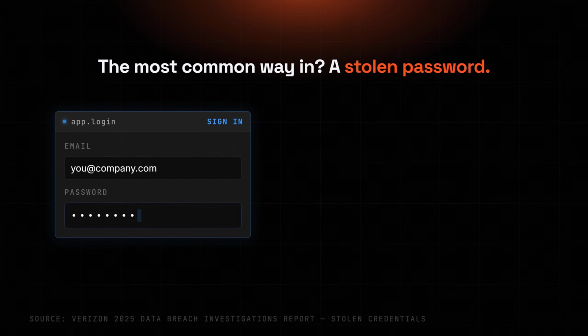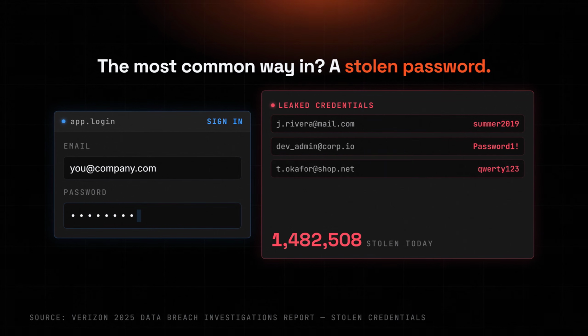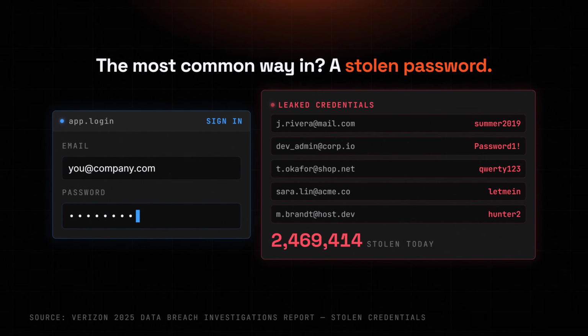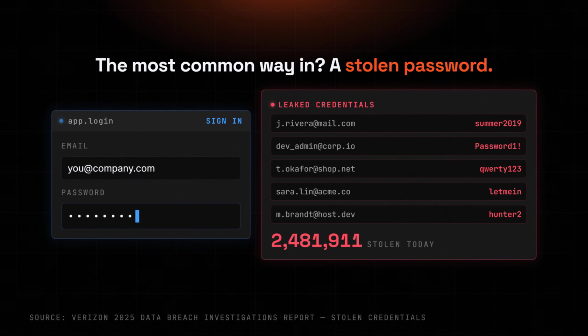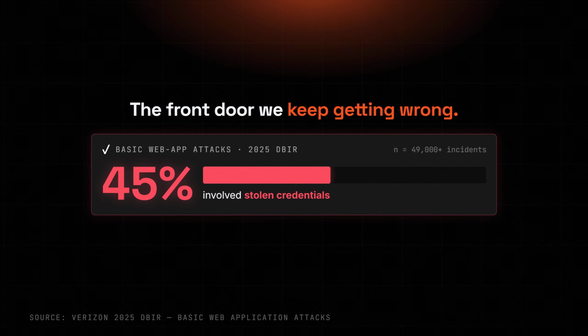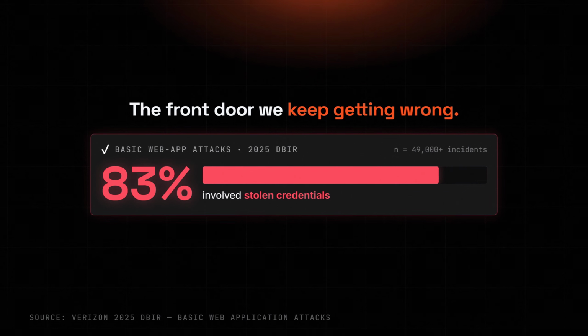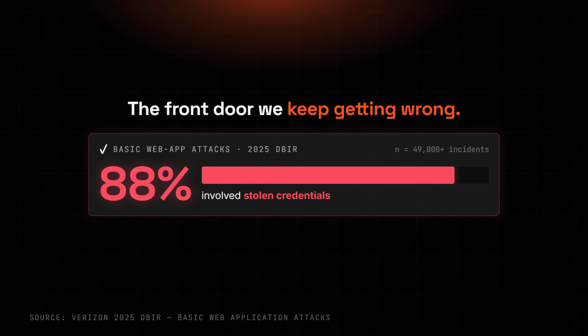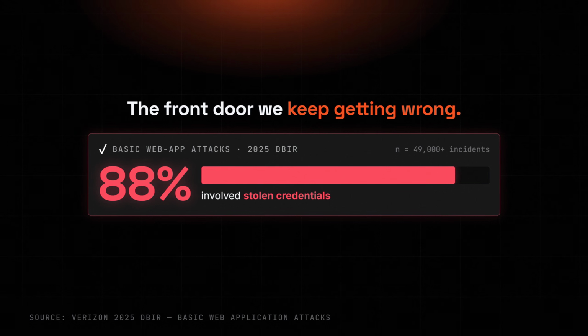Here is the uncomfortable truth about almost every app you will ever build. The most common way an attacker gets in is not some brilliant zero-day exploit. It is something far more boring: a stolen password. Verizon tracks this every single year, and the pattern never changes. Stolen credentials turn up in the overwhelming majority of web application breaches. Authentication is the front door of your app, and it is the one door most of us get wrong.